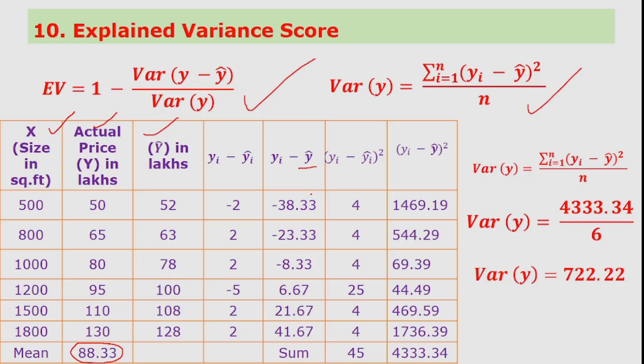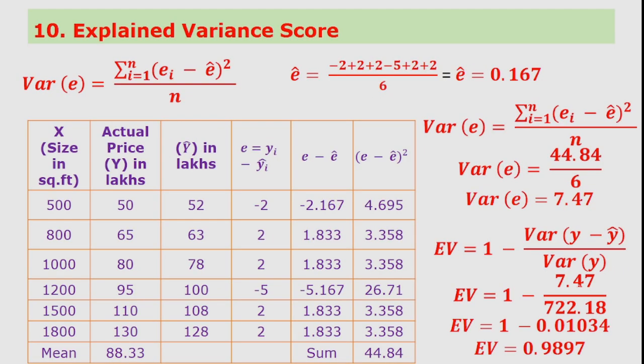Then we take the square of this difference, yi minus y hat, where y hat is the mean. If you take the square, it becomes 45, and if you sum these differences, you will get 433.34. So the variance of y indicates this squared value, that is 433.34, divided by the number of inputs, which gives you the variance of y. In this case, the variance of y is 722.22. With that value, you are going to calculate the variance of E.